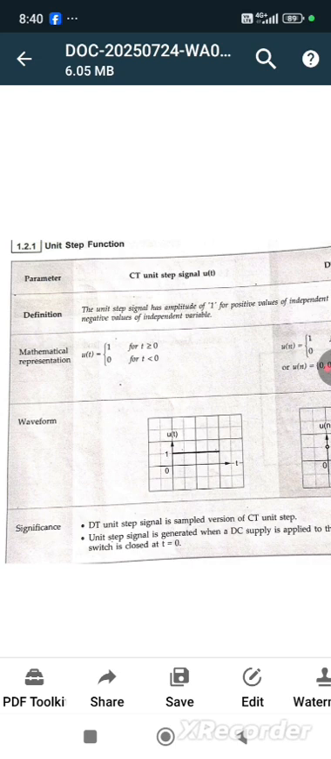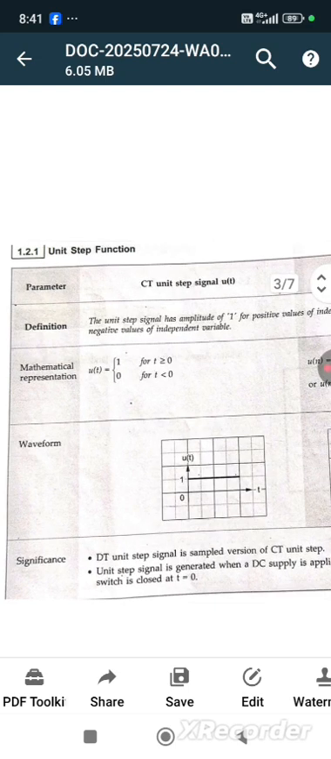A system is nothing but a device which operates on the signals. So whichever systems operate on the signals, we call them systems. Now we are going to see some of the standard signals: unit step, unit impulse, unit ramp, like that. Unit means the amplitude of the unit step signal will always be 1.